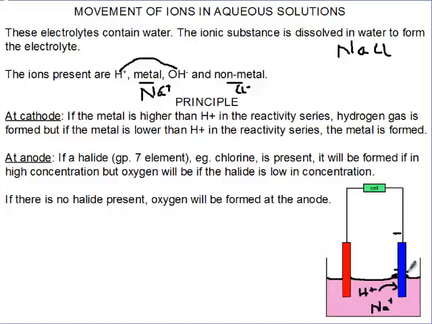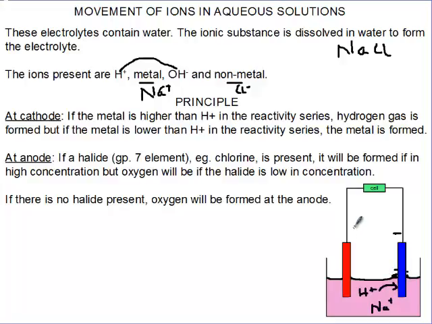Okay, so the ion or the metal that is going to be released at the cathode depends on the position of the metal on the reactivity series. If it is higher than hydrogen, hydrogen will be released. But if the metal is lower than hydrogen in the reactivity series, that metal will be formed at the cathode. So higher than the hydrogen in the reactivity series, hydrogen will be formed. Lower than hydrogen in the reactivity series, that metal which is lower than hydrogen will be formed at the cathode.